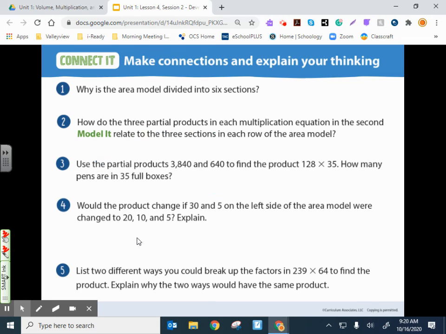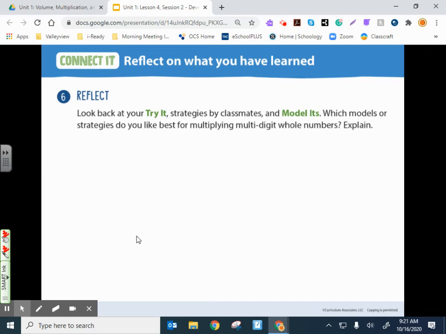Moving on. Number 5 lists 2 different ways you could break up the factors, 239 and 64, to find the product, and asks you to explain the 2 ways you would find the same product. Let's skip this question. So don't worry about that one. Say goodbye to number 5. Number 6, skip this one. Don't need it.